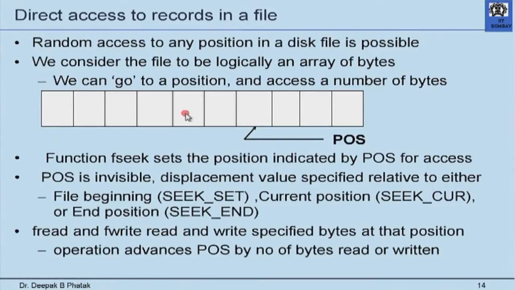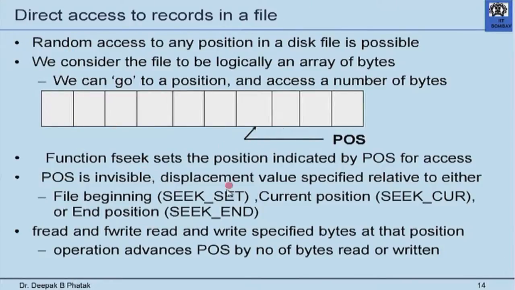There are special functions available in C++ which permit us to go anywhere. For example, I can use a function called fseek, which sets the position indicated by POS for accessing the file. Please remember that POS is actually invisible to the actual functions which read or write data. I have to set the position appropriately through the fseek function before doing any read or write for directly accessed files.